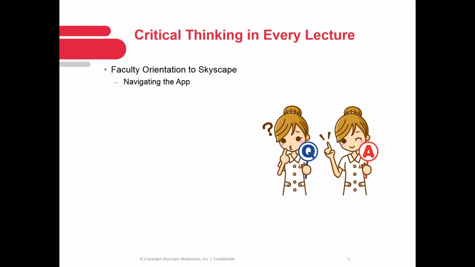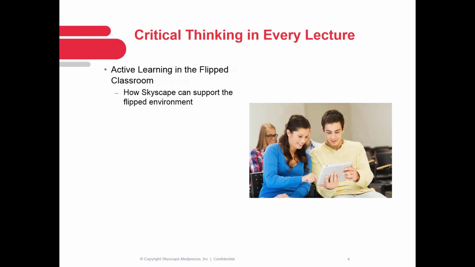So why is active learning important? Well, we know that it involves student engagement. We know that it meets a variety of learning modes and learning styles that our students have. And there has been research for many decades that have demonstrated how that active learning in flipped environment is really far more beneficial to a student's learning.